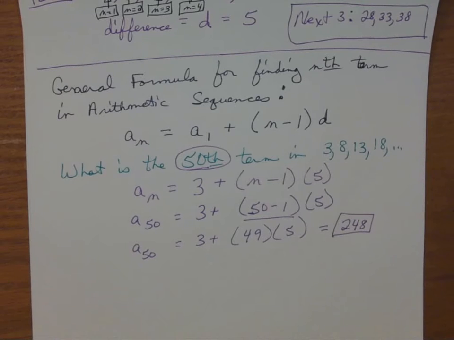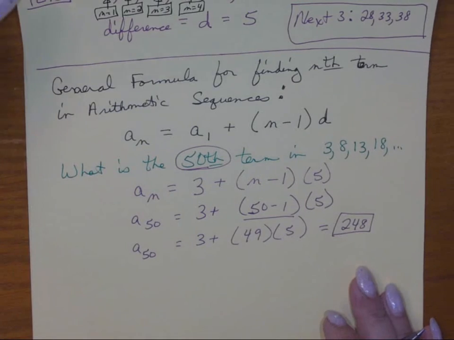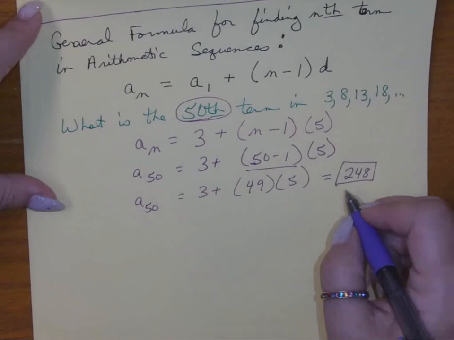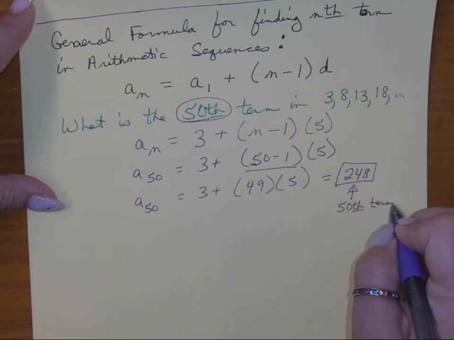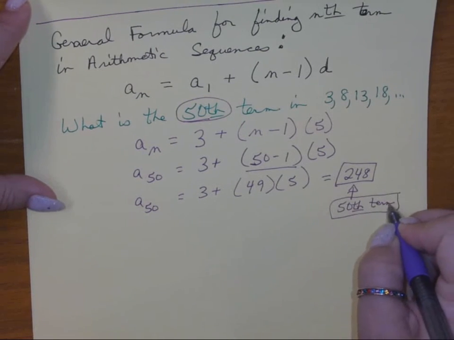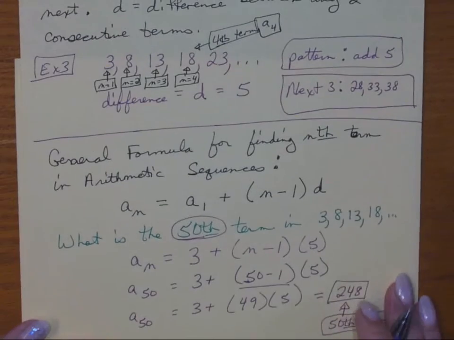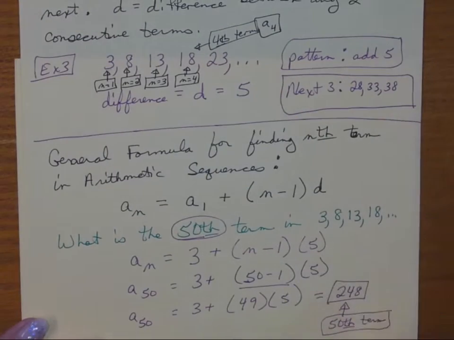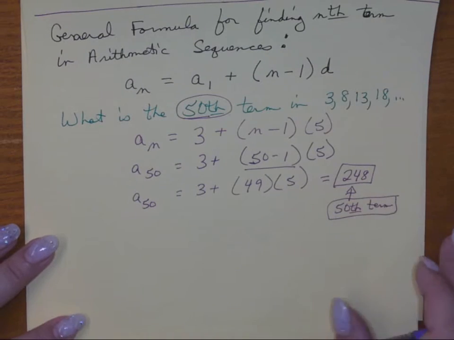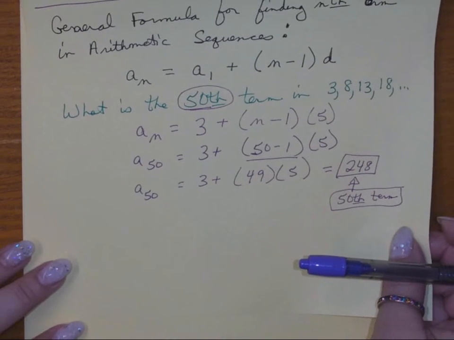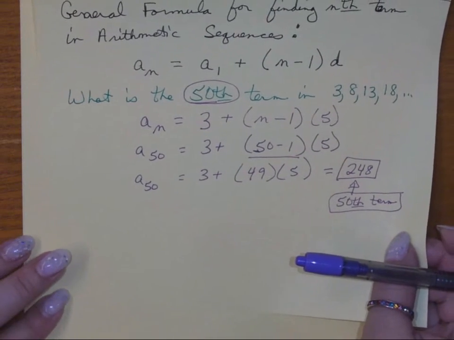But what does that tell me? I think that the 50th term in that sequence is 248. And again, way up here we were only at 38, right? So I don't want to have to go all the way to the 248 for the 50th term. So be aware of that.